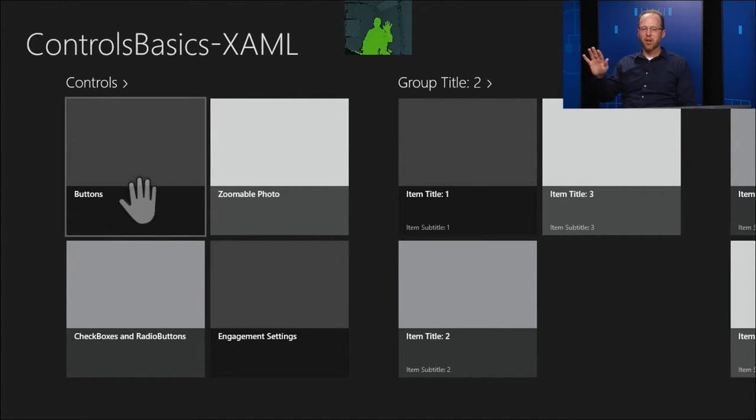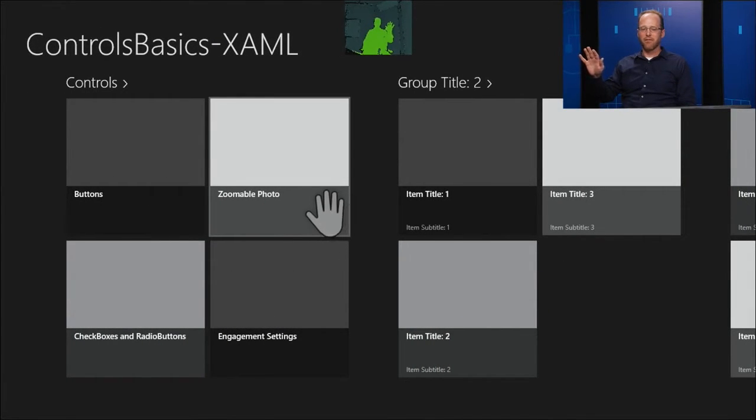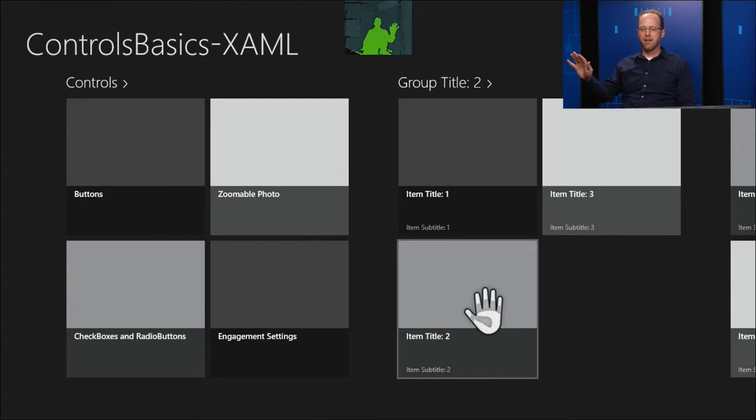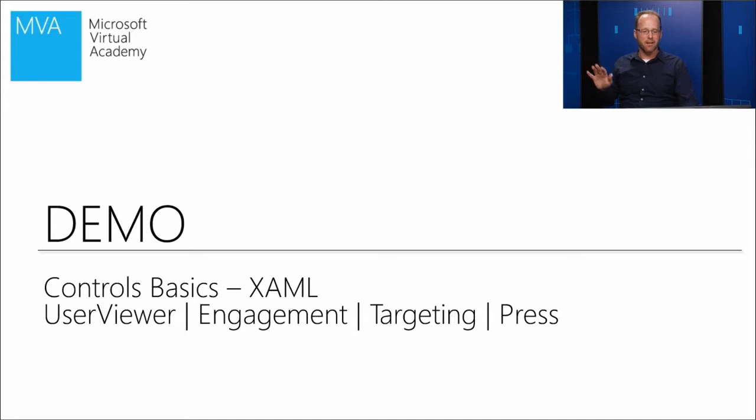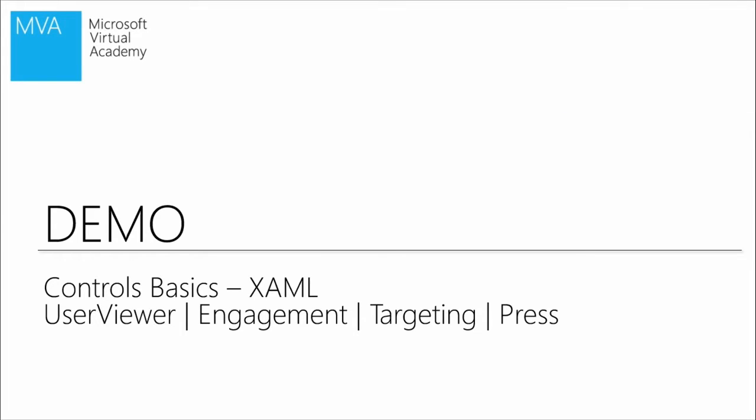So the other thing we're going to show here is press. So I target a button, I get hover effects over it, and I start pressing in. We start seeing the animation, and we also draw towards the center. And boom, we get an animation, and we're pressed, and we've navigated. So let's switch back. That was the basic demos of user viewer engagement, targeting, and press. We'll dive a little deeper into some of those topics now.